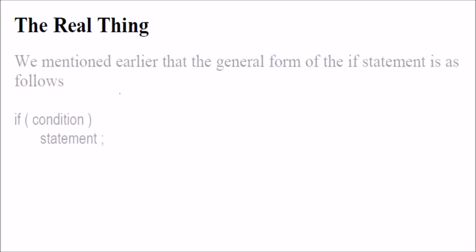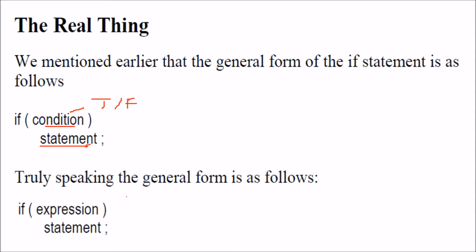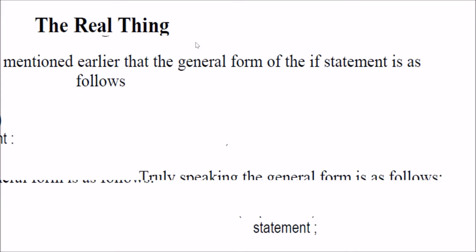The real thing here is, this condition can be true or false, as we just saw. If it is true, some statement will execute. If it is false, this statement is not going to execute. So this is a condition. That means you can even use an expression inside this. There is no restriction. You can have an expression also, but this expression should give you a result as true or false.